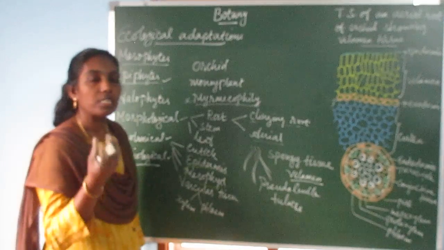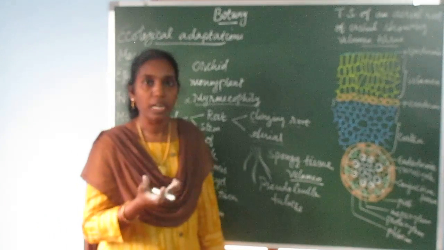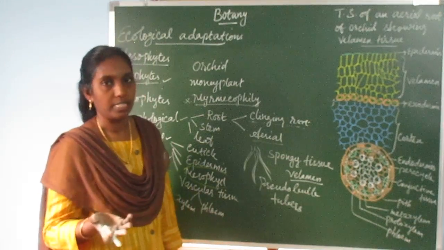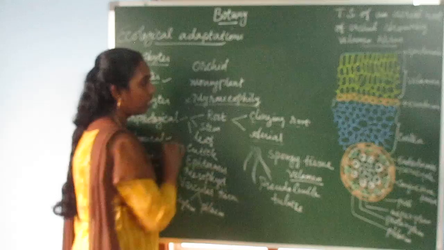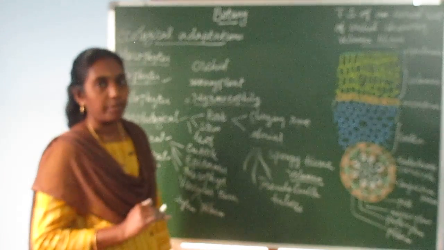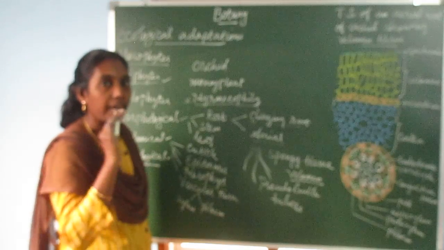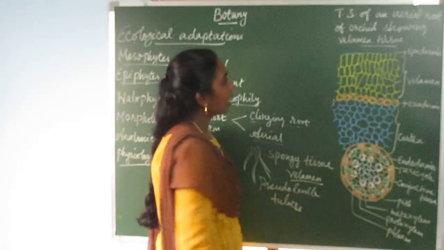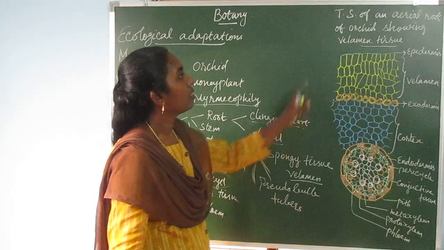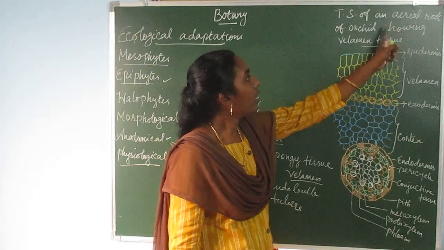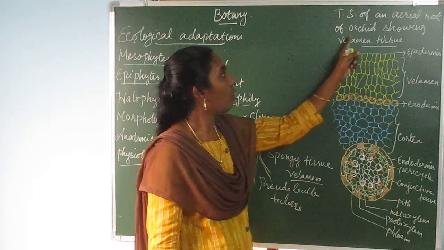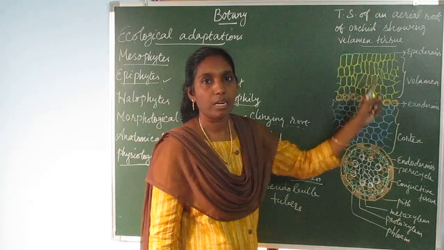Then the fruits and the seeds are very small and dispersed by means of insects, wind or birds. That point also you include under morphological adaptations. Second point, anatomical adaptations. What are the anatomical adaptations? This is the example of the aerial root of orchid. One example of epiphytes is orchid, showing velamen tissue.